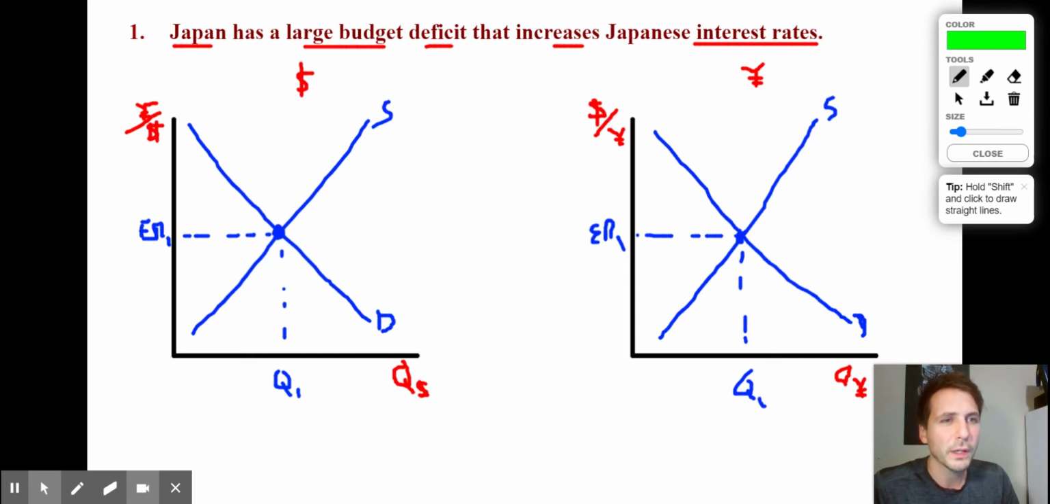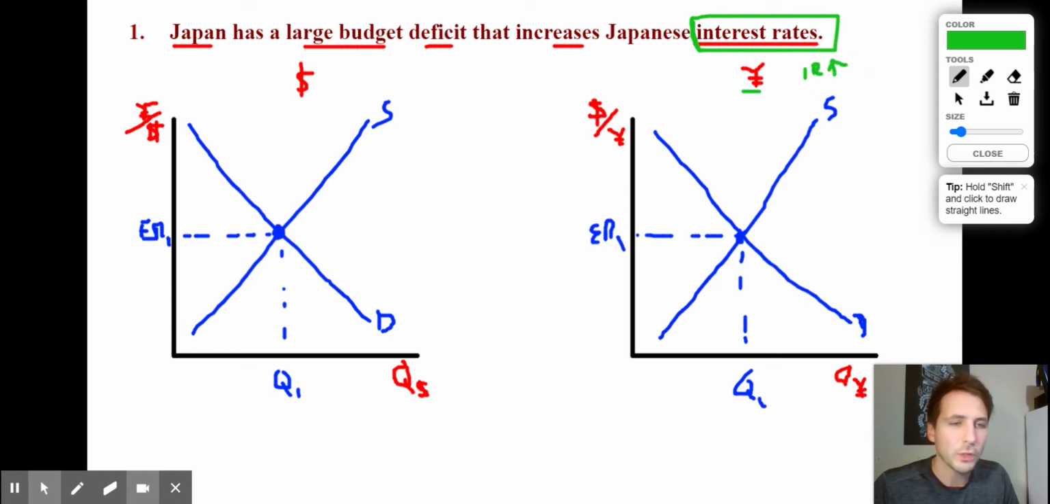Okay, so if Japan has a large budget deficit, increases the interest rate. The key word here is increases the interest rate. That's what we care about, right? If it's an increase in interest rate, we know that this right here is a determinant, a shifter. And so whose interest rates are going up? Well, Japan's interest rates are going up. So I know IRs are going up right here.